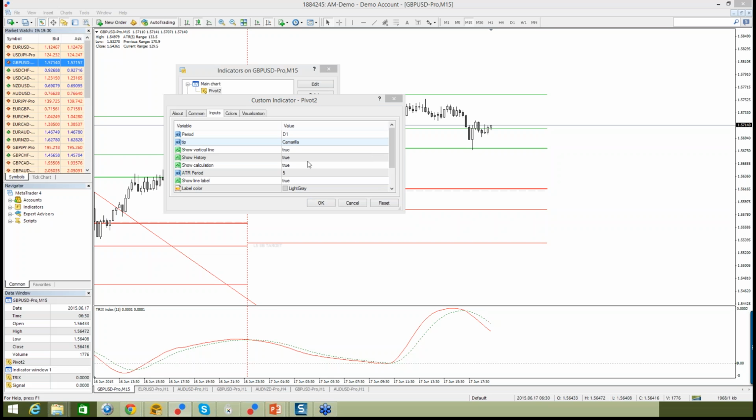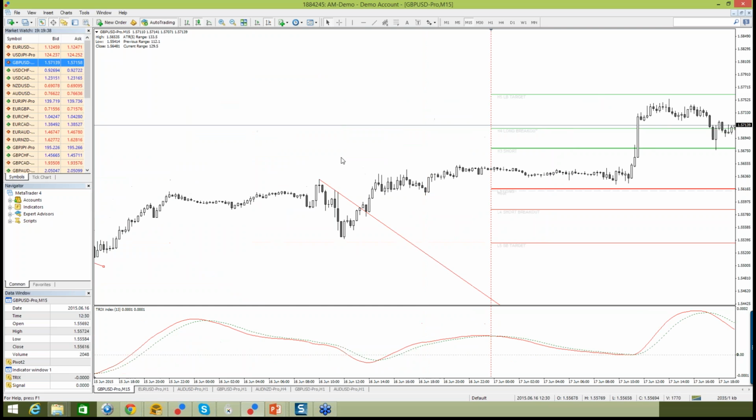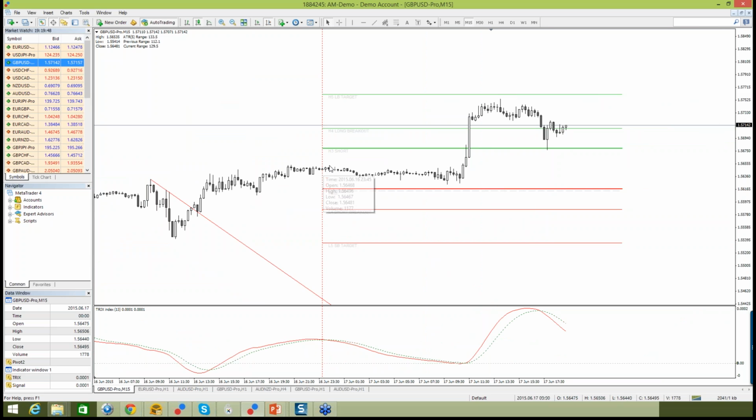Now, why is it important for you to see into the history? If you set show history false, you don't know which historical levels of Camarilla were in the past. You cannot see it here. Now you see only the present. So GBP dollar pair basically has L3, L4, L5 for this day, and H3, H4, H5 for this day. So this is the setting for a Camarilla indicator.